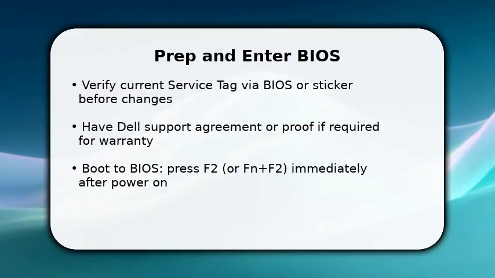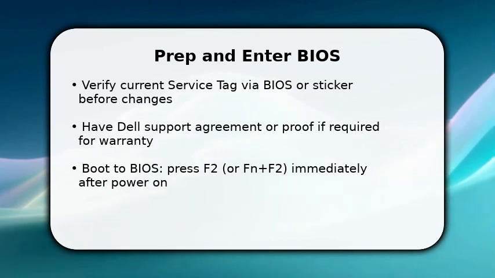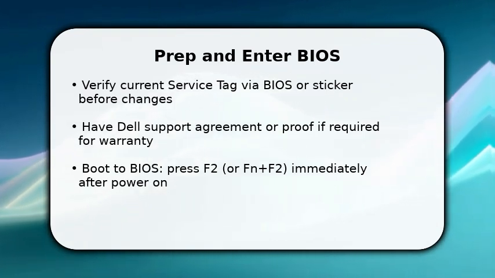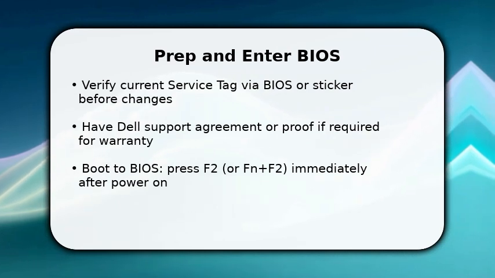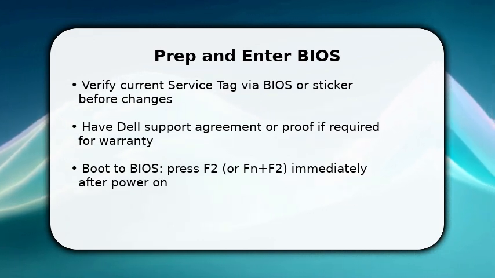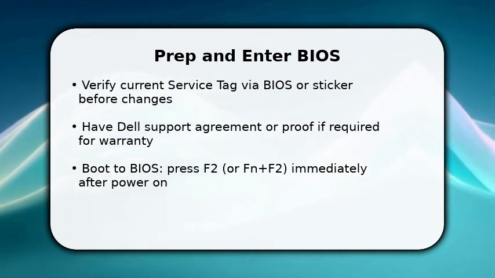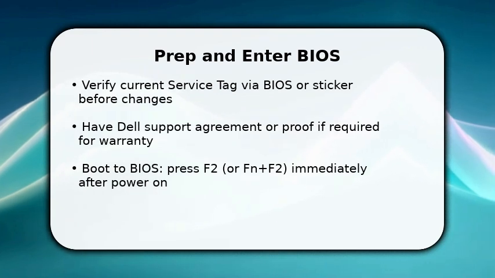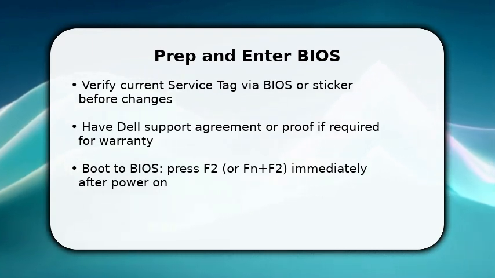You begin by confirming the present service tag and gathering authorization if warranty ties exist. Once ready, reboot and press F2 or FN plus F2 right after power up to enter BIOS. Do this now. In BIOS, navigate to the System Information or Asset Tag field. You'll see the editable entry for many models.